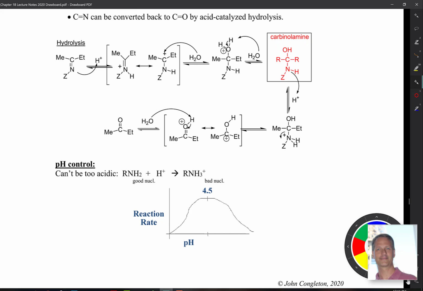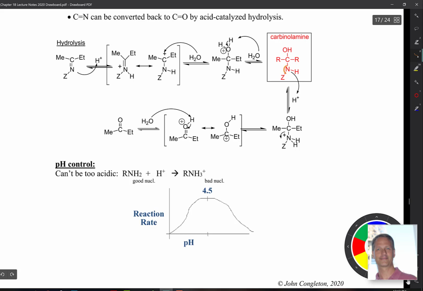It can be converted back to the carbonyl by an acid-catalyzed hydrolysis. And that mechanism is just the exact opposite of what we saw in the forward reaction on the last page. Working through that a little bit, your nitrogen would grab an H. You get this protonated intermediate. Water attacks the plus charge. H2O comes over, you lose an H there. That forms this carbinolamine, and that's going to get protonated.